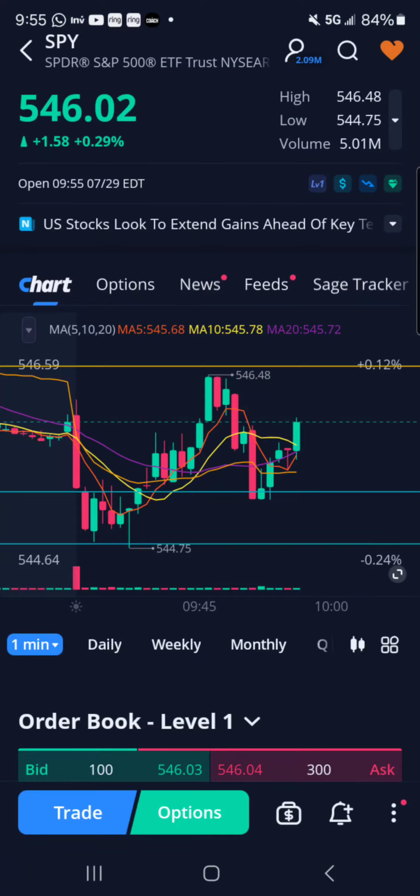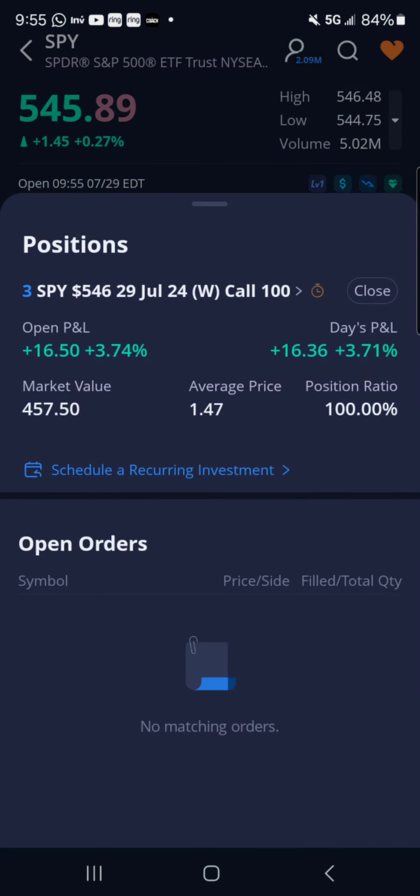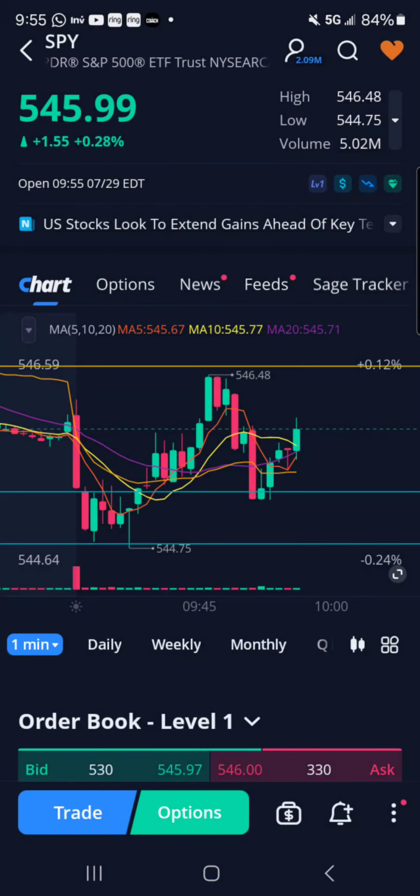Anyway, price is going back up, just going from red to green. I didn't expect to be in this trade for this long, but it is what it is.